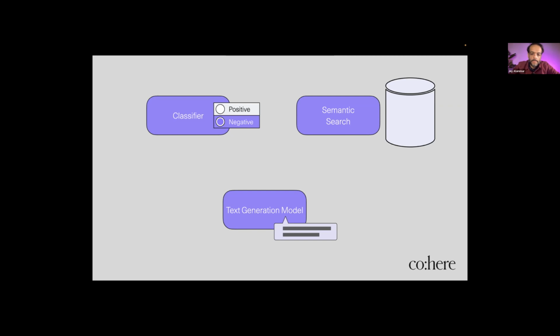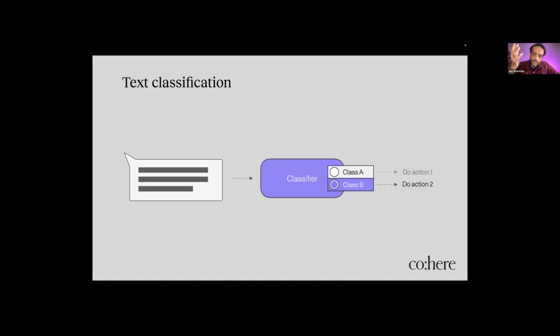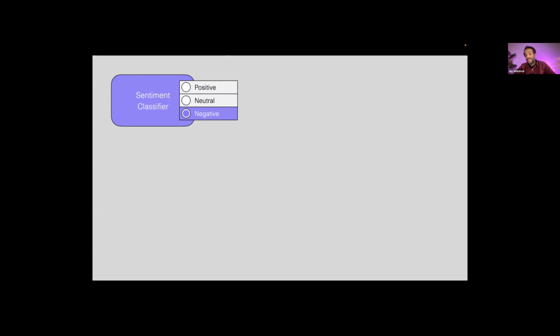So let's start with classification. Classification is basically this software system that you give a piece of text and it will say, okay, this text belongs to class A or class B. And the system can then do something else based on what class that is. When I was learning text classifiers, I wanted to see a lot of examples of what kinds of text classifiers are out there. What are people classifying their text into?